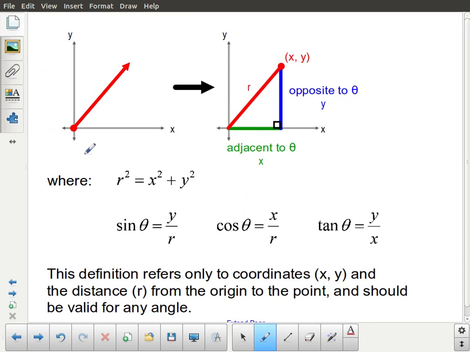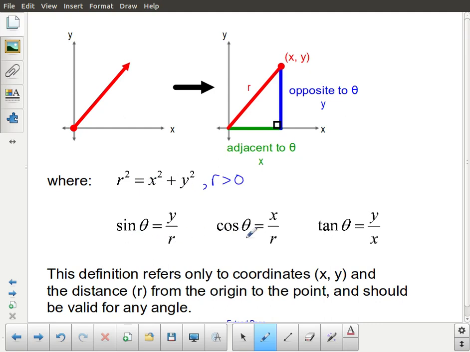So, putting all of those relationships together, I start off with an initial arm, which we don't normally draw. We normally just draw the terminal arm. And this terminal arm leads to some point which has coordinates x and y. If I know the x coordinate and the y coordinate, and I either draw this triangle or I just visualize it, the length of the terminal arm, the length of the hypotenuse, can be determined using the Pythagorean Theorem. So r squared is equal to x squared plus y squared, and of course r is always positive because it measures a distance, and so when you take your square root, you're going to take the positive square root.